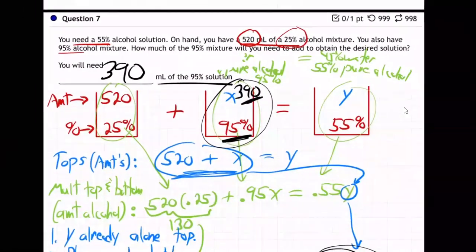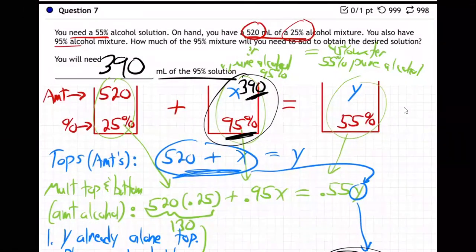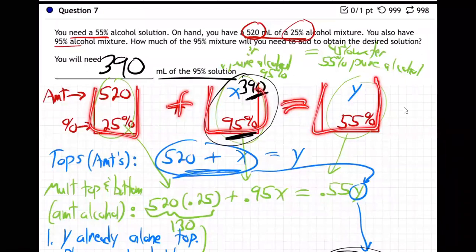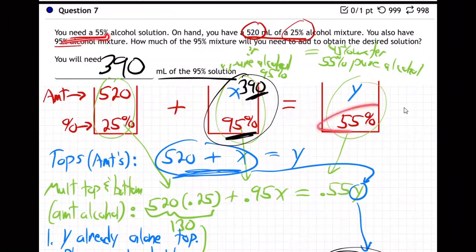So how did we do that again? We have a mixture problem. You make 3 beakers. The first beaker plus the second beaker equals the mix, the final mix. You need 55%, so that's what you want the final mix to be, 55%. Put the percentages on the bottom. You have a 25% and a 95%. And they told you have 520 milliliters of the 25%, so I put that above the 25%. This is X and this is Y, 2 blanks, 2 letters.